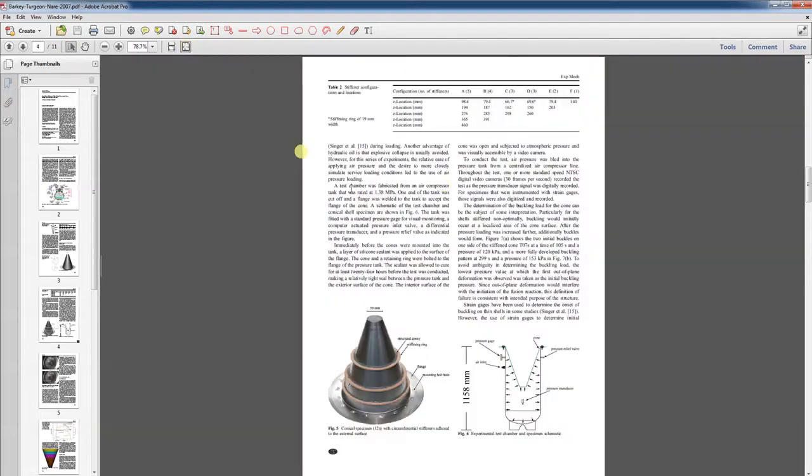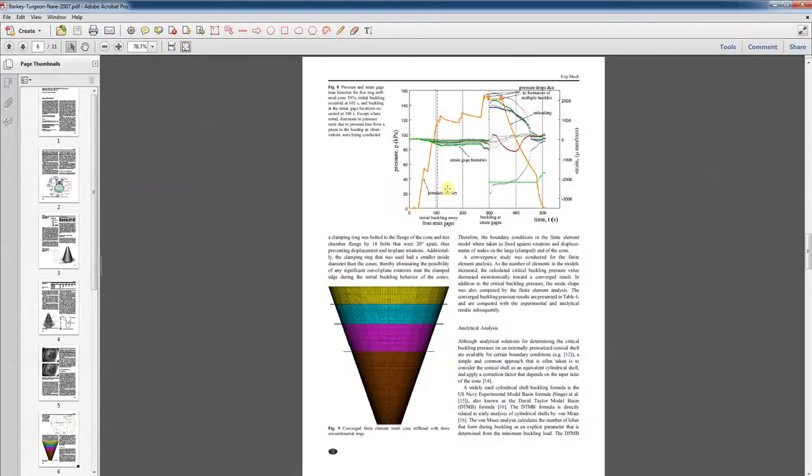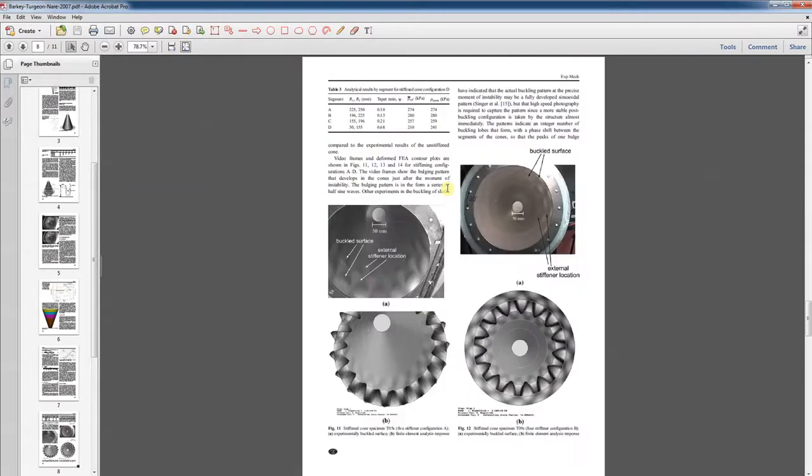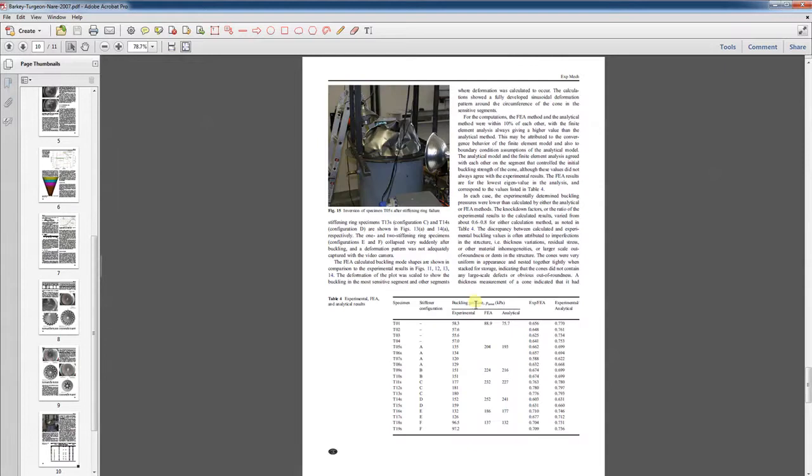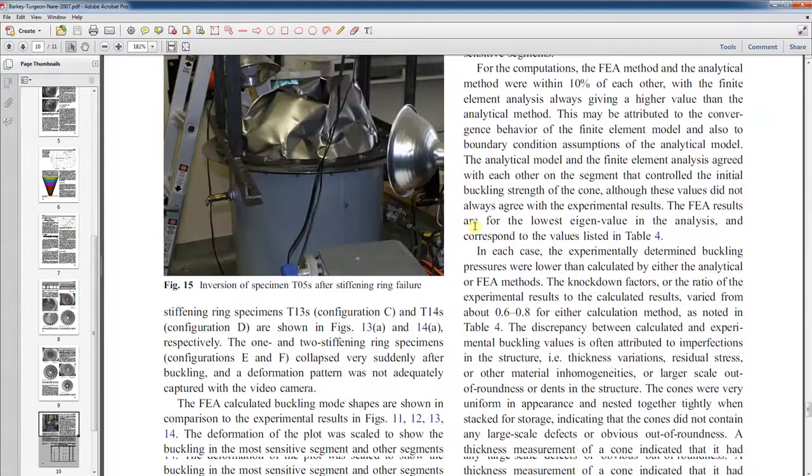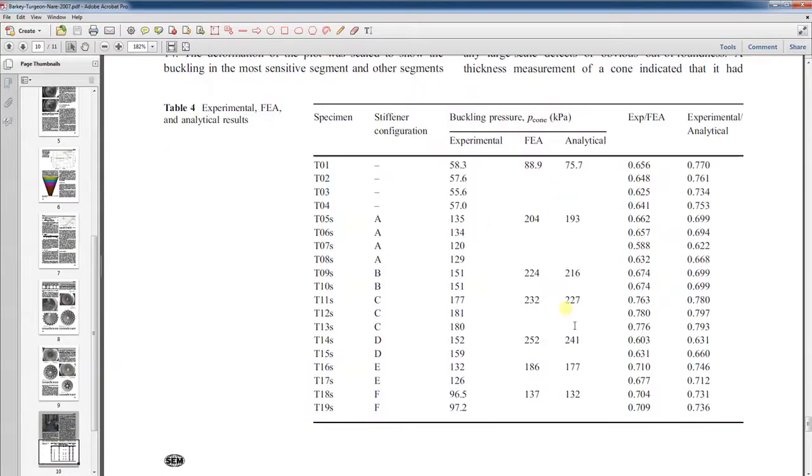And all of this data has been tabulated in one of these charts that I have in here for the experimental, and of course what we'll take a look at is the analytical and finite element results. And I have some nice videos of everything that happens here. So there's some that have multiple stiffening rings, and you increase your buckling pressure, and if they're in the right spot, you get a nice buckling pressure. These were in kilopascals.